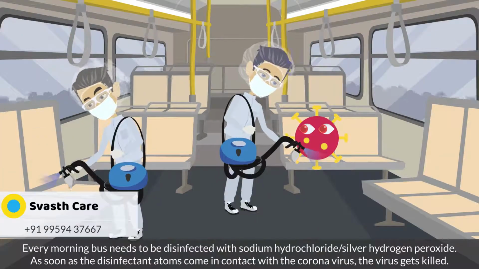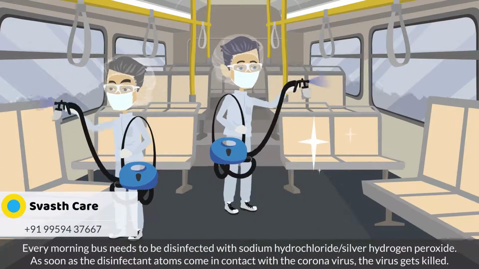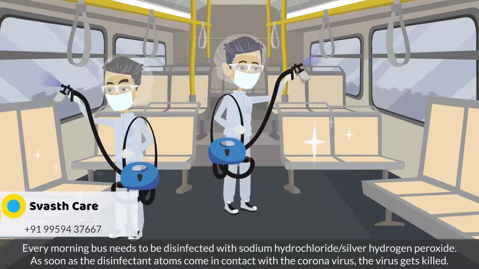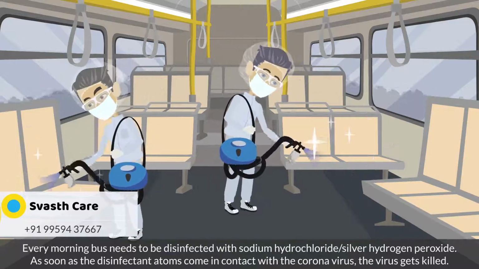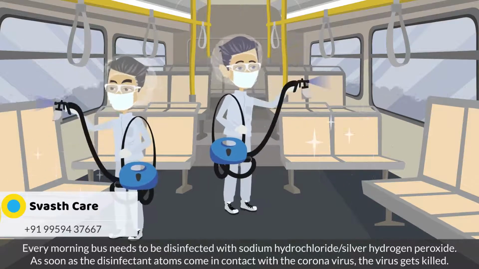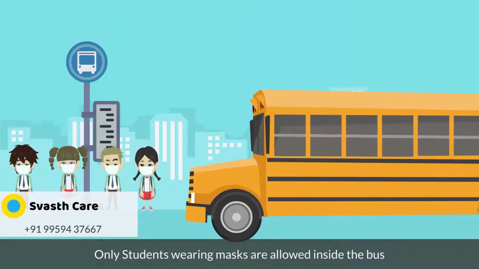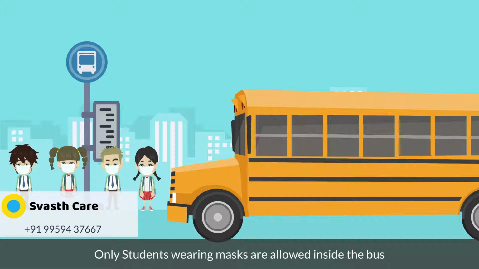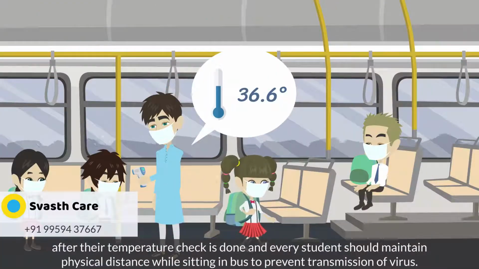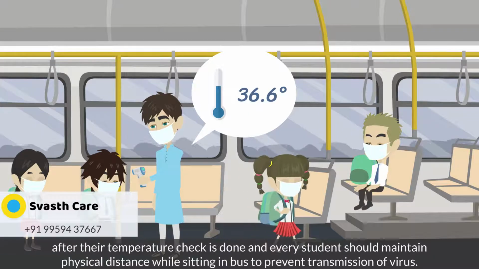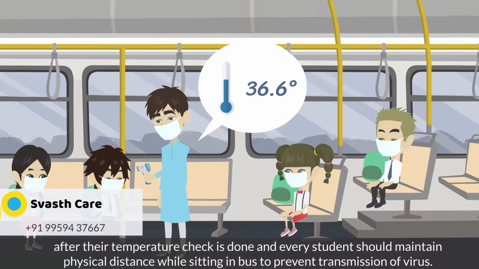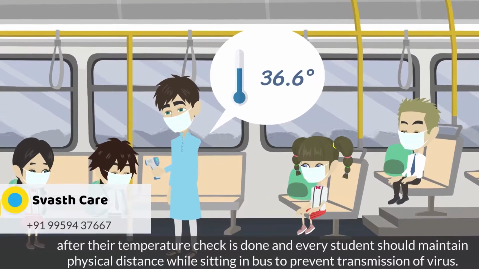Step 1. Every morning, the bus needs to be disinfected with sodium hypochlorite or silver hydrogen peroxide. As soon as the disinfectant atoms come in contact with the coronavirus, the virus gets killed. Only students wearing masks are allowed inside the bus after their temperature check is done. Step 3. Each student should maintain physical distance while sitting in the bus to prevent transmission of the virus.